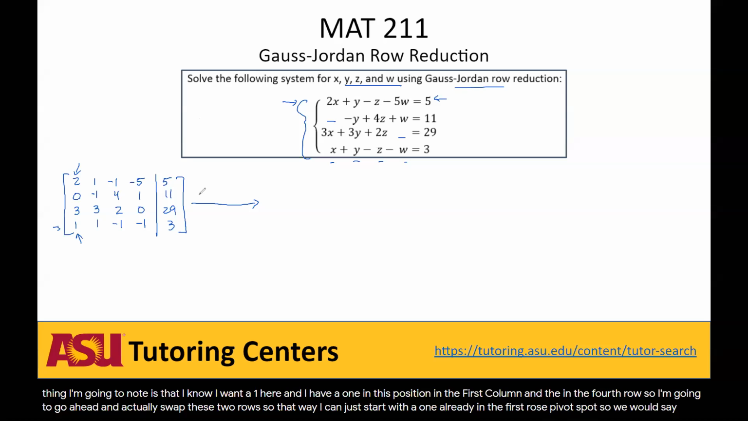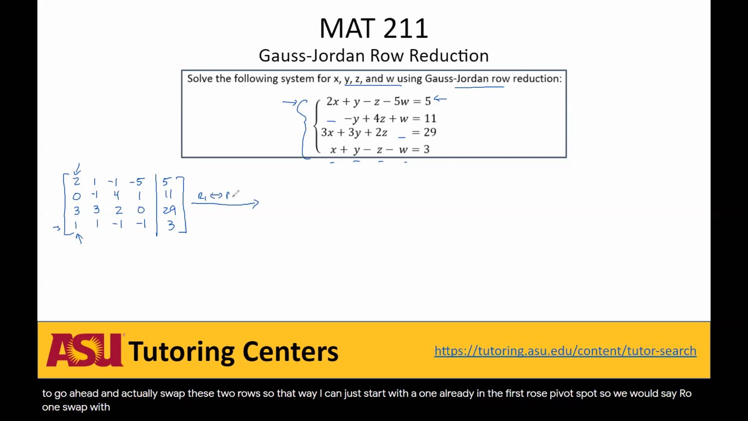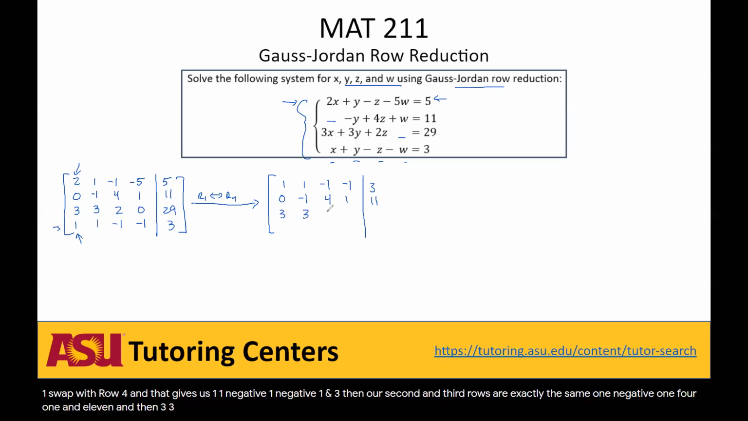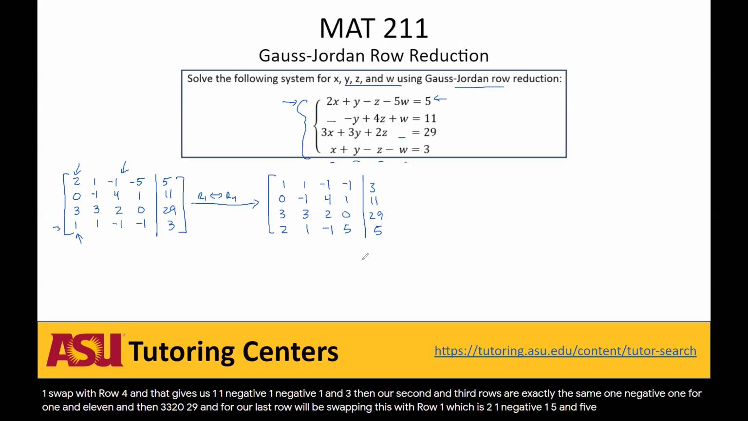So we would say row 1 swap with row 4, and that gives us 1, 1, -1, -1, and 3. And then our second and third rows are exactly the same, 0, -1, 4, 1, and 11, and then 3, 3, 2, 0, 29. And for our last row, we'll be swapping with row 1, which is 2, 1, -1, -5, and 5. Great.